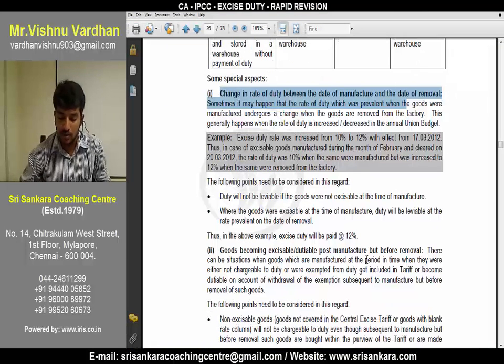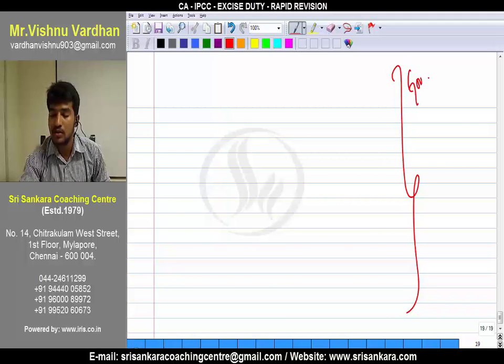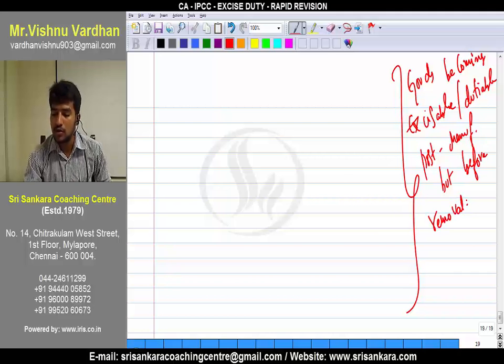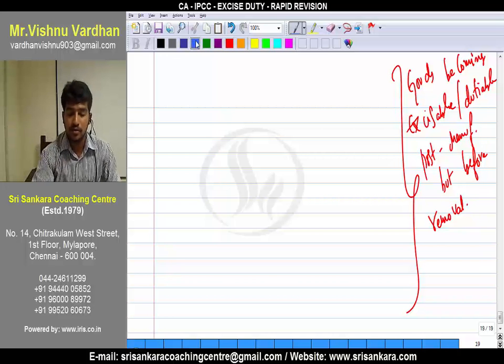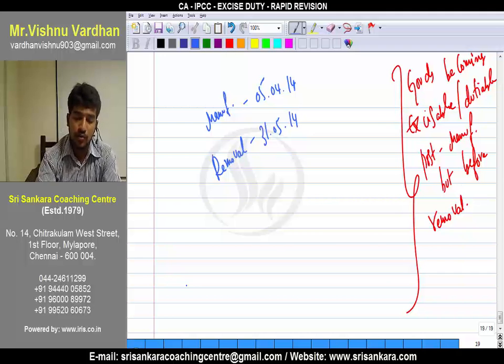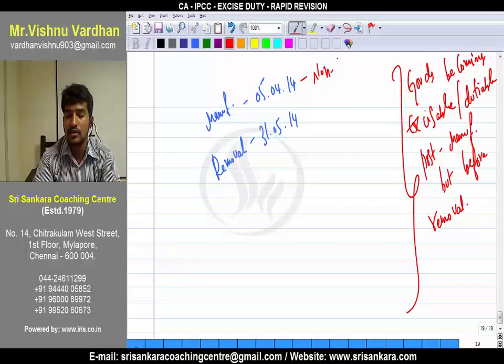Clear? So the next special aspect is goods becoming excisable or dutiable post manufacture but before removal. What is this actually? I will tell you. Let us assume the manufacture date is the same: 5th April 2014, and the removal is on 31st May 2014. Clear? Now actually these are non-excisable goods.